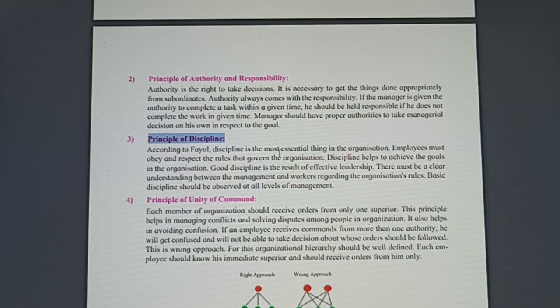According to Fayol, this principle says that employees should obey and respect the rules that govern the organization. They should respect, they should work in a disciplined manner, they should come on time, they should be punctual. Everything that they do should be done in a disciplined manner.